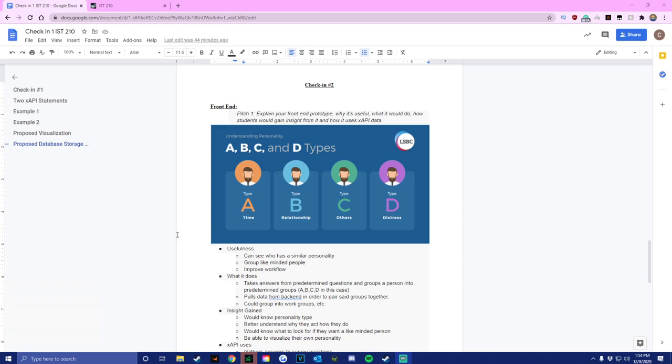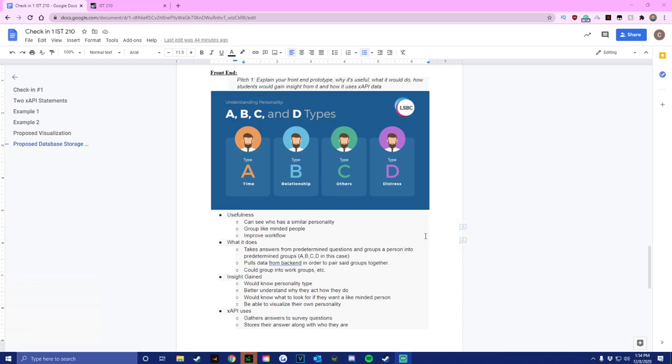So first bullet point here, why it's useful. It can show people a lot about who they are as a person, first of all, but it can group like-minded people in a work setting, so it'll improve their workflow. You can just see what your personality type is, visualize what it is instead of just thinking what you are. So it can help in that way a lot. So usefulness is there's a lot of different things that can be useful from something like this.